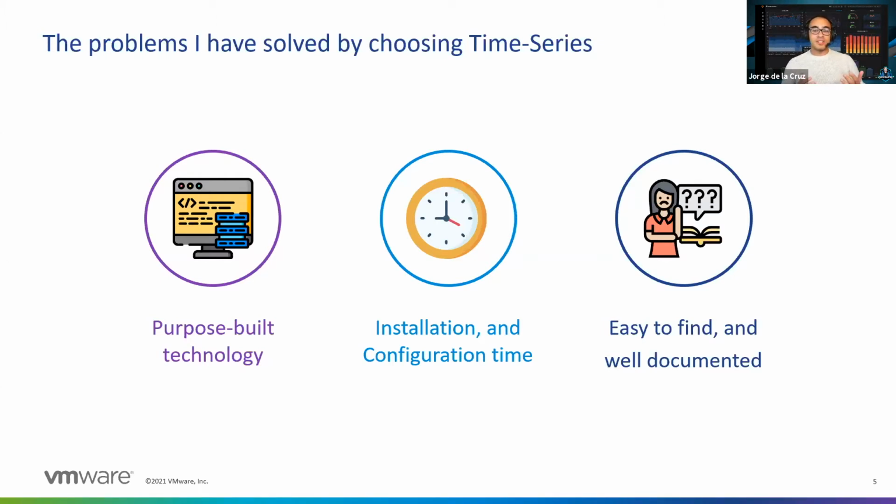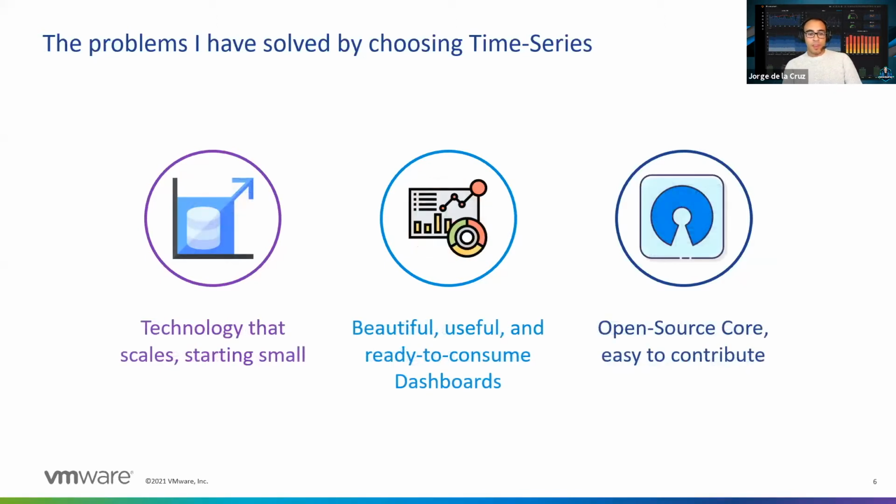Another one was that the project itself was easy to find and well documented. I wanted something easy, but in case I had a problem, I could just go and check out the documentation and it was pretty clear. And if it was not clear enough, I could contribute and do it by myself. So I was looking for something published probably in GitHub, with documentation and so on. I resolved that as well by choosing, in this case, InfluxDB and Telegraf.